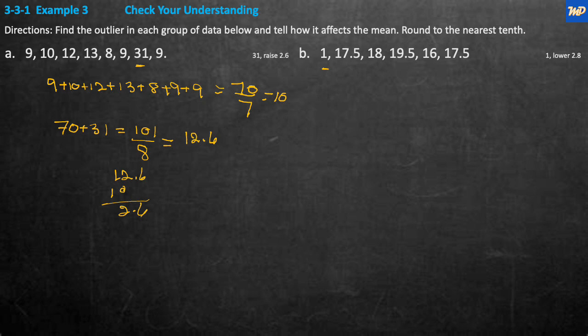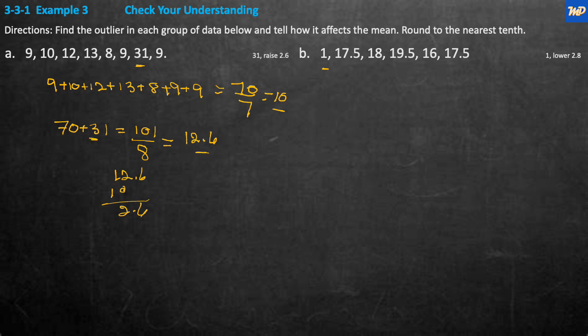What did the outlier do? This 31 outlier raised our mean, because the mean here was 10, and with the outlier the mean was 12.6. So it raised it by 2.6 points. That's quite a bit. So it raised it, and 31 is our outlier.